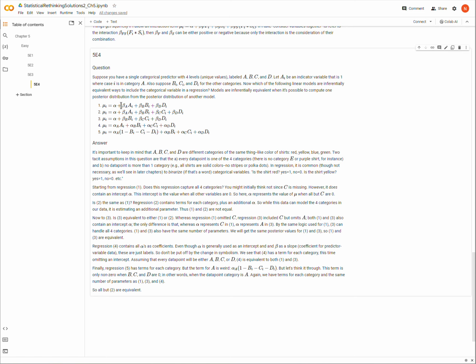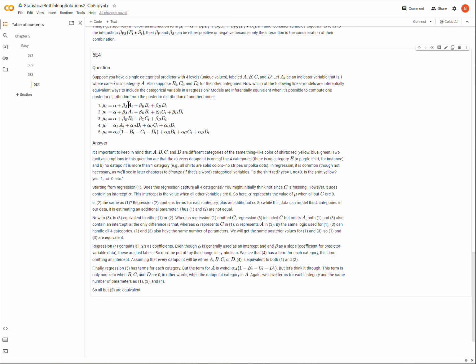that includes a categorical variable, and that categorical variable can take on one of four values, A, B, C, or D. So we can think about this as color of shirts of people on the street. And it could be red, yellow, green, blue, or something like that. That's what a categorical variable is.